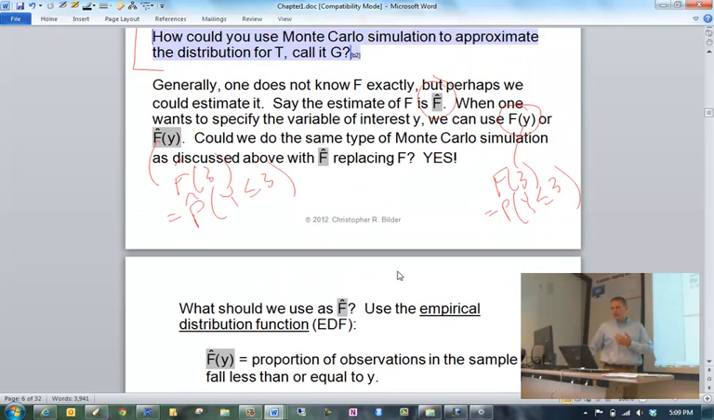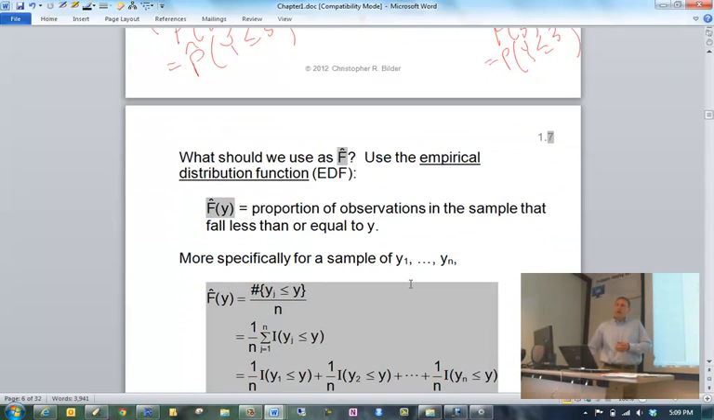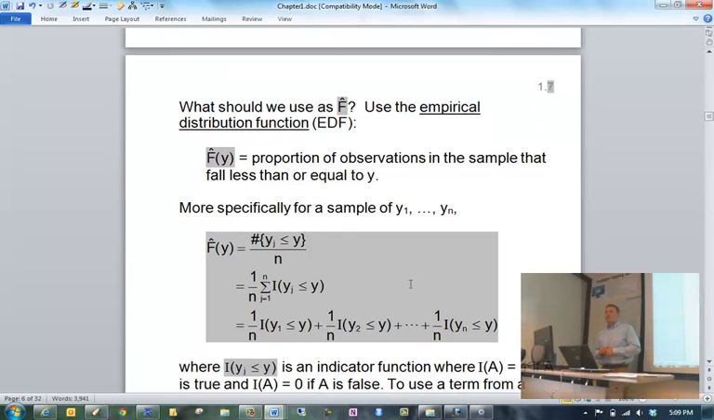So what should we use for F hat? Well, if we wanted to be completely non-parametric, and I like to be completely non-parametric because I don't like assumptions, what we can do is use something called the empirical distribution function, or EDF. The EDF estimates a CDF in a non-parametric way. Anybody heard of an EDF before? What class?